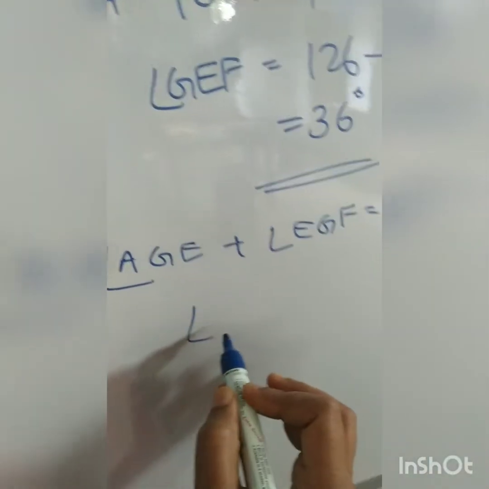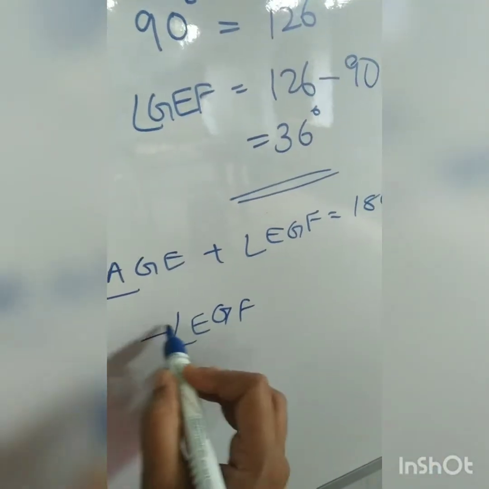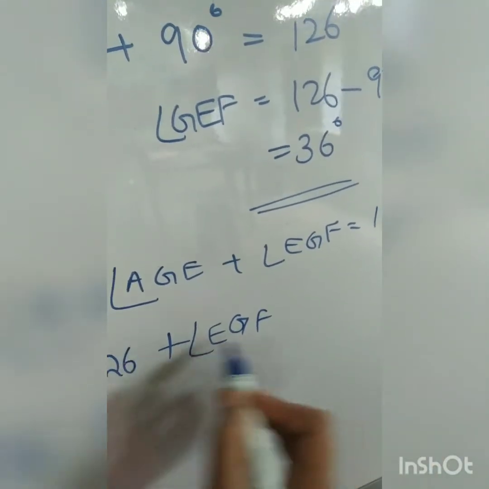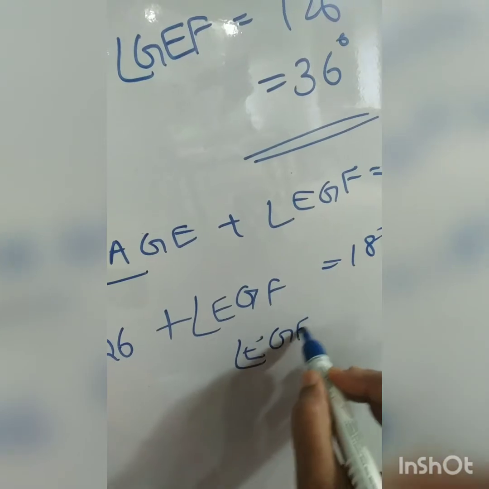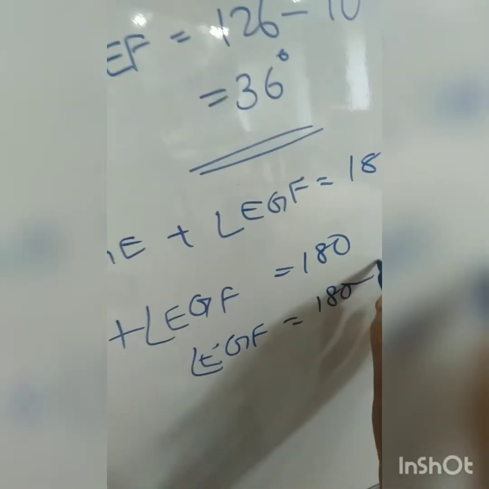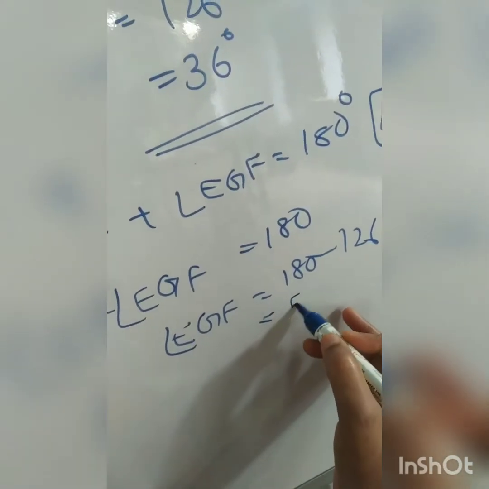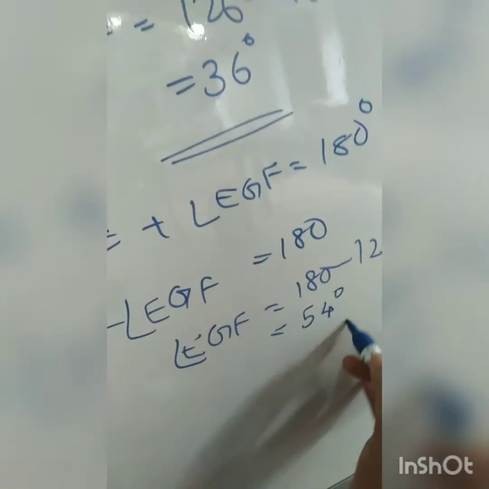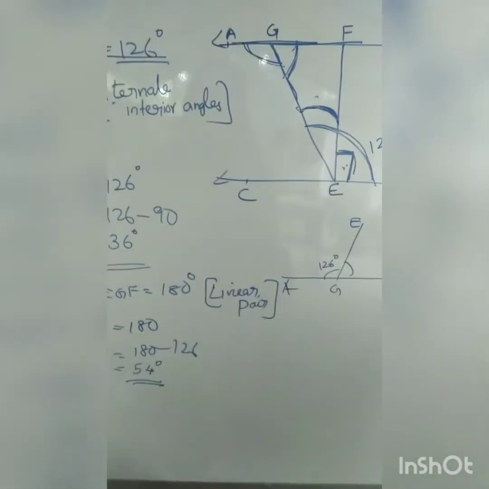Then angle EGF, you can write one more step. AGE is 126, so 126 plus EGF is equal to 180. So angle EGF is equal to 180 minus 126, that is equal to 54 degrees.